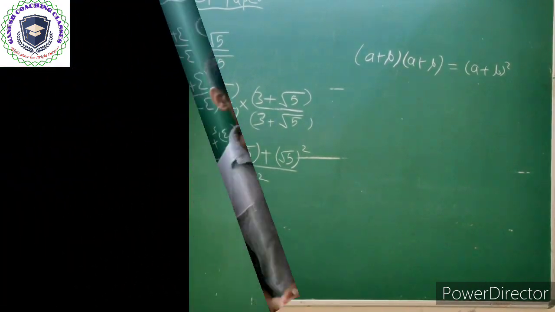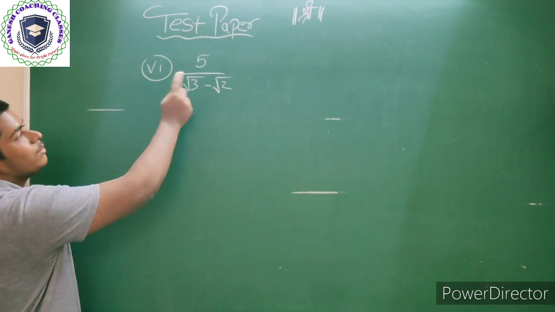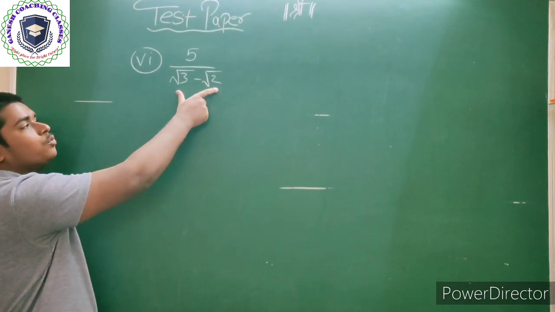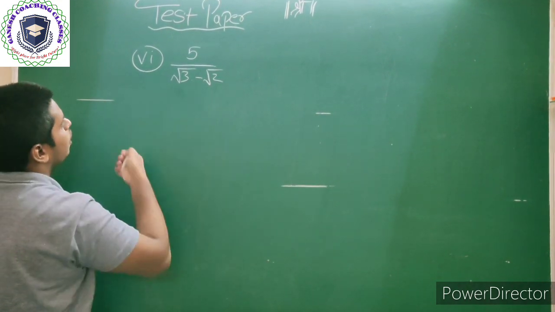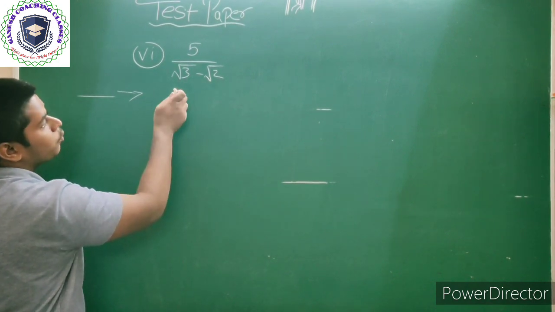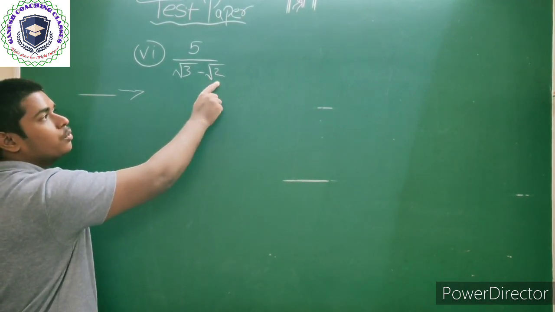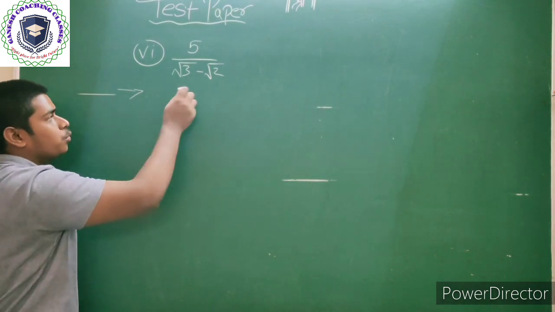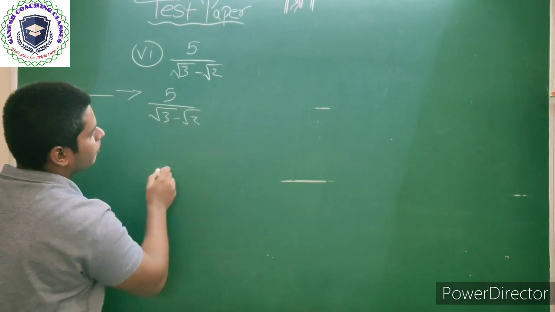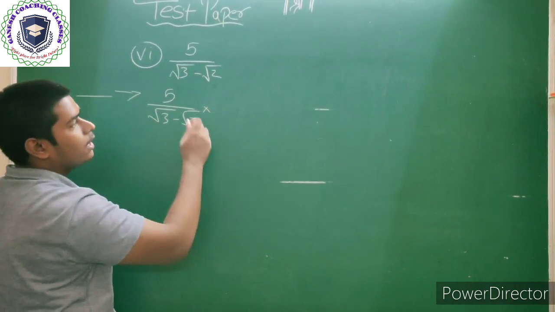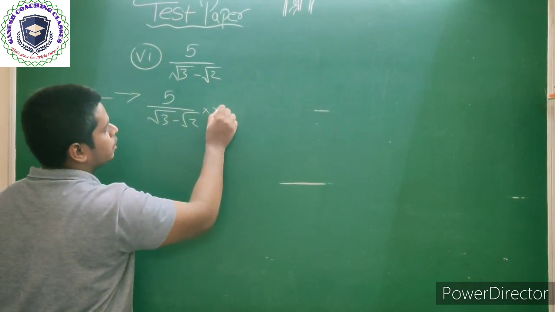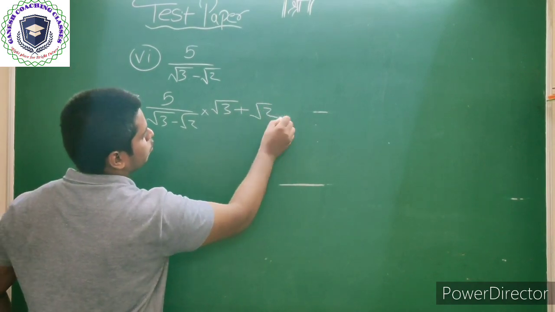Let's start question 6. Okay, in question 6 we have given 5 by root 3 minus root 2. In the denominator we have given two surds which we have to rationalize. So we have to multiply the conjugate of these two surds. So what will be the conjugate of root 3 minus root 2? It would be root 3 plus root 2. So we are multiplying here 5 by root 3 minus root 2, in numerator and denominator, by root 3 plus root 2, which is the conjugate of root 3 minus root 2.